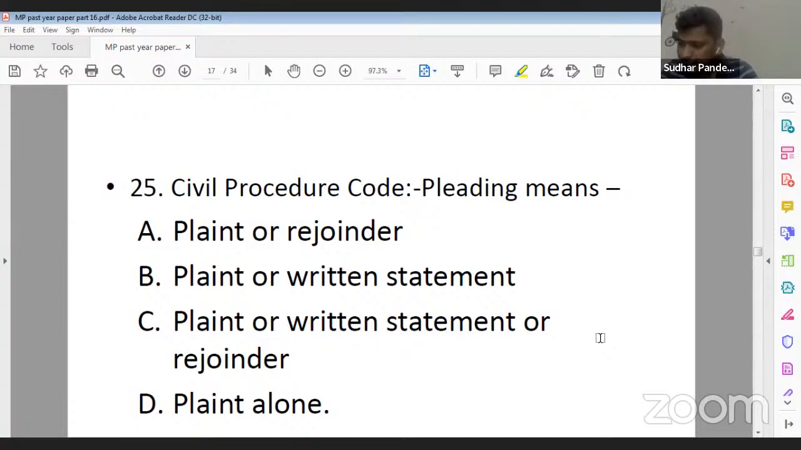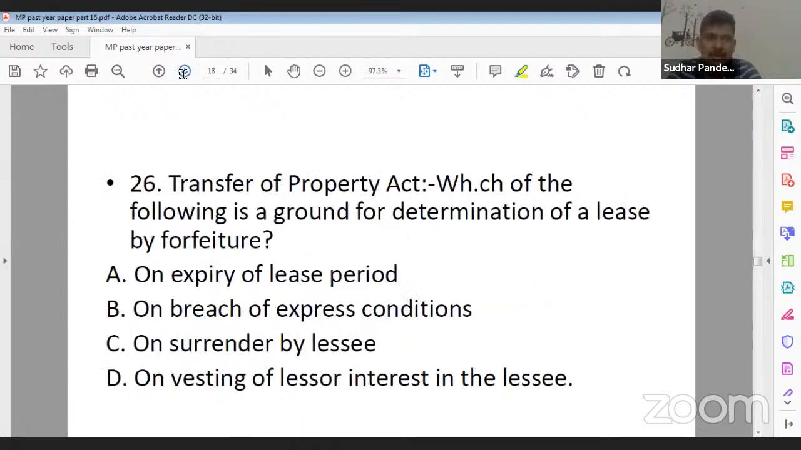Ankita ji is saying 24 ka A. No, Ankita ji, 24 ka C is the correct answer. The definition is not taken from Juvenile Justice Act. It is taken from Indian Majority Act. So, question number 25. Pleading means. Its correct answer will be B for Bangalore. That is plaint or written statement. So, both of these terms, plaint and written statements, are included in the term pleading. Yes, 25 ka B is the correct answer, Varun ji. Very good. Chaliye. Next question is question number 26.